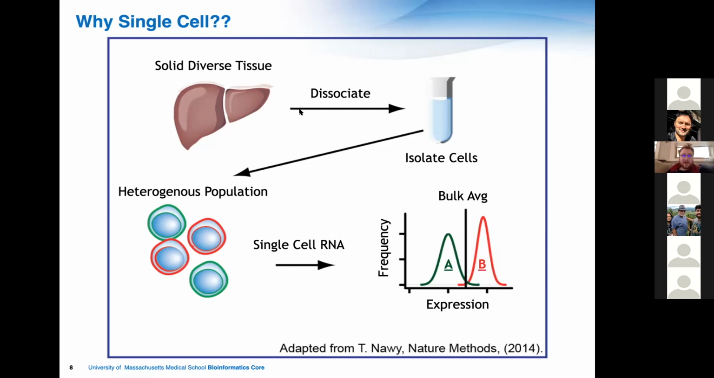Now, the key part here is that for single cell, if you have a heterogeneous population where there's either multiple cell types, there might be multiple cell states, oftentimes between these different groups, cell type A or cell type B, you're going to have a completely different distribution of gene expressions for the gene that you're looking at.